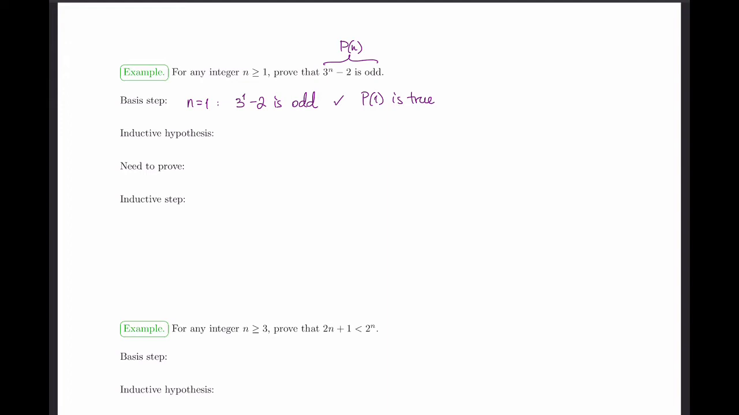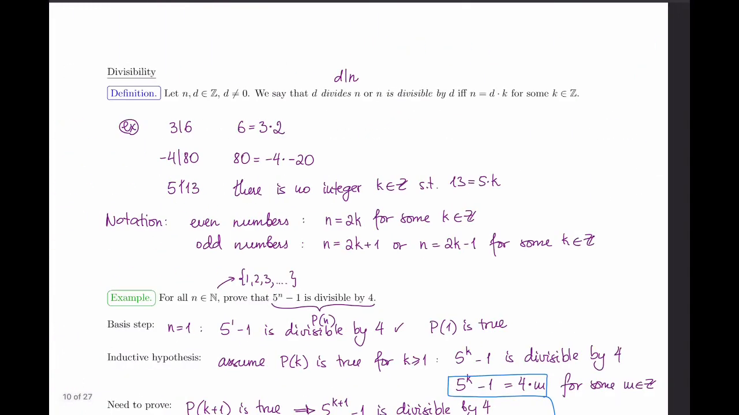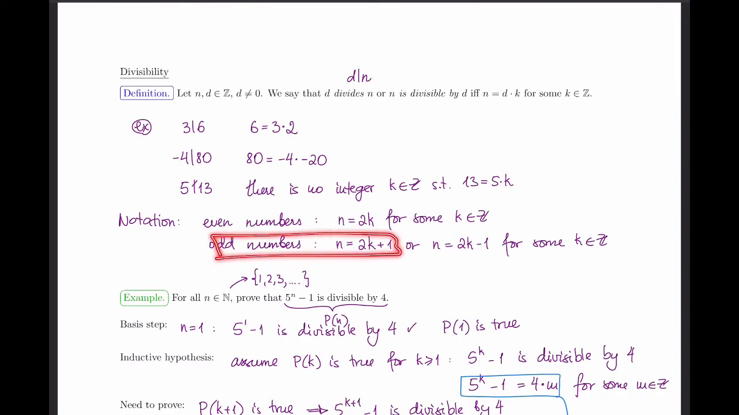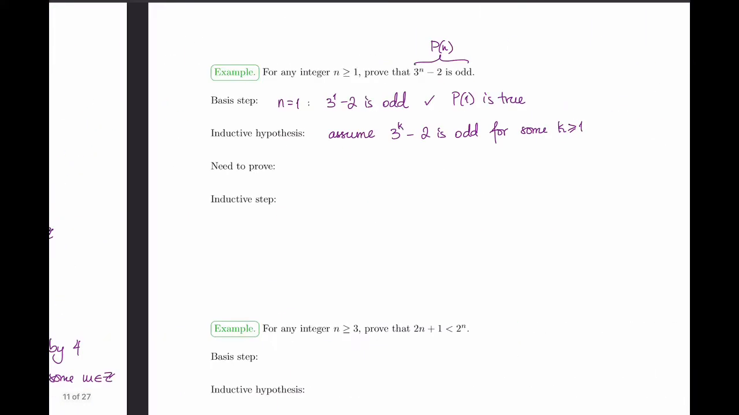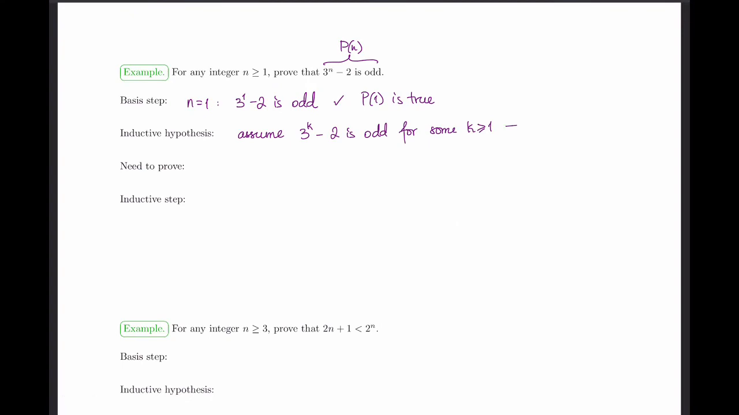Inductive hypothesis. For the inductive hypothesis, we're going to assume that P of k, so 3 to the power k minus 2 is odd, for some k that is greater than or equal to our base case. Now, this is why we wrote out on the previous page what odd means. So if we flip back, remember that odd numbers can be written as 2 times something plus 1 or 2 times something minus 1. It really doesn't matter whether it's plus or minus 1. Pick whichever one you prefer. So what this is saying is that I can write 3 to the power k minus 2 as 2 times some number, let's say m, plus 1, where m is an integer.